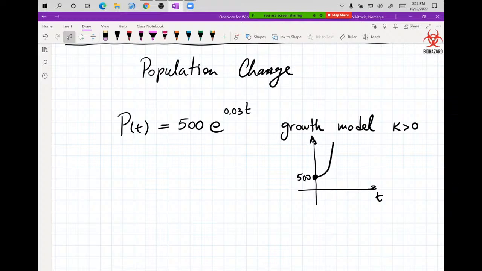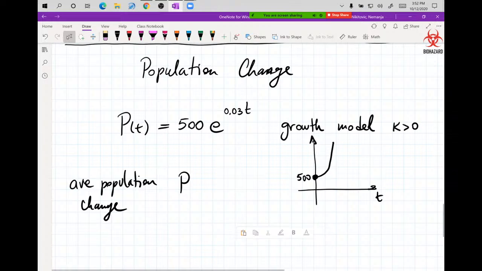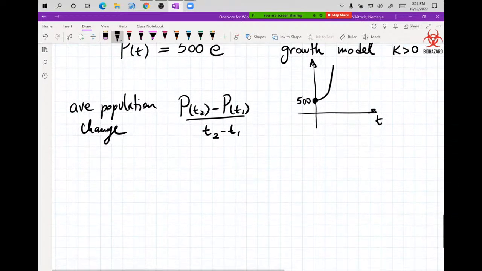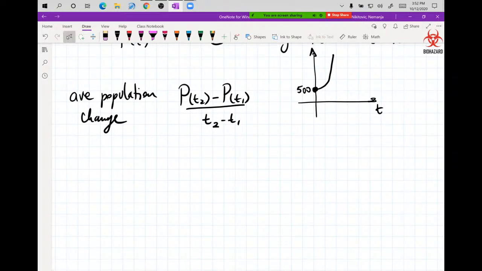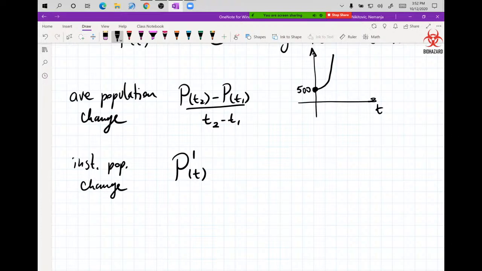So population change is measured, again, by the derivative. I can calculate average population change, which would be population at time 2 minus population at time 1, divided by t2 minus t1. That's the average population change. But we can also compute instantaneous population change by figuring out the derivative with respect to t.